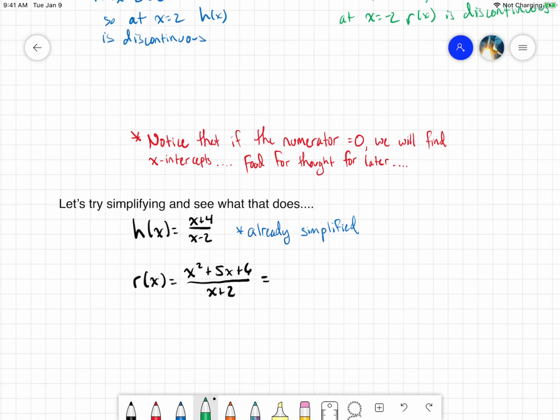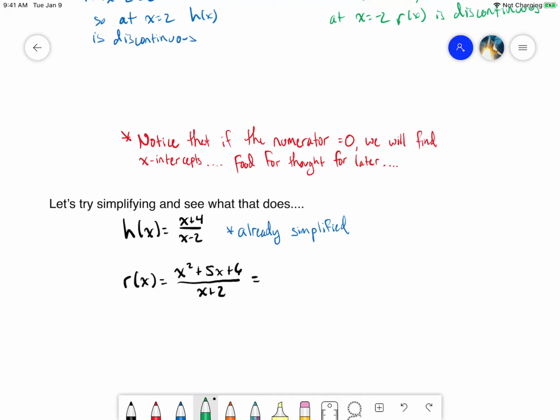Okay, so if I look at h of x, we see that it's already simplified. But if I look at r of x, I can actually factor the numerator. And if I factor this numerator, I should get x plus 2 times x plus 3, and then it would be all over x plus 2. But one of the things that we want to notice while we're doing this is, hey, they both have an x plus 2 in the top and bottom. So why can't I factor that out? And so this actually becomes x plus 3.